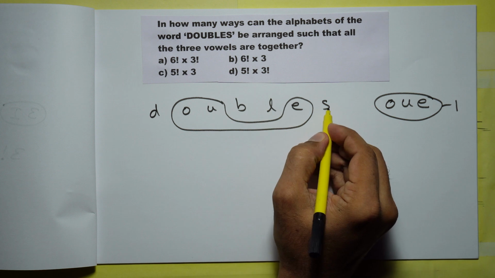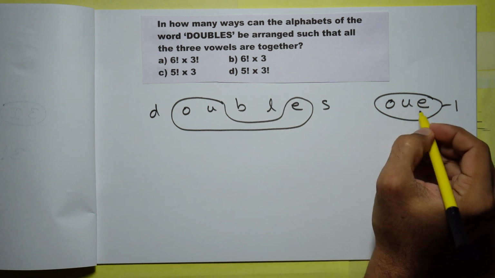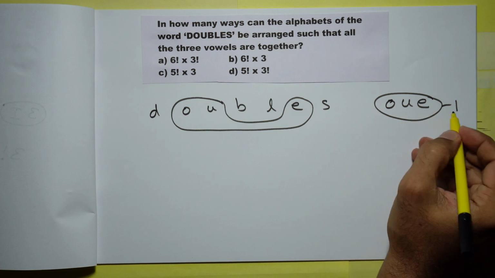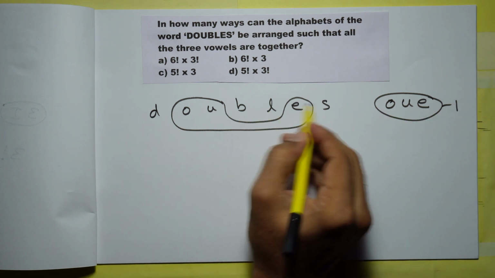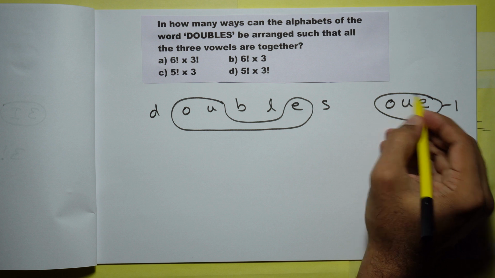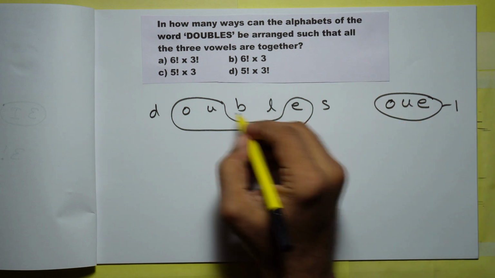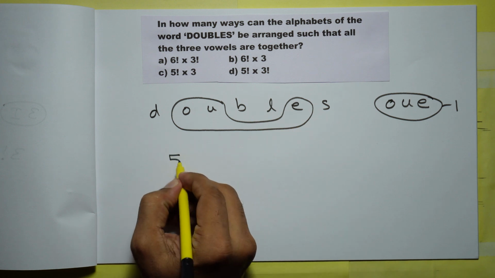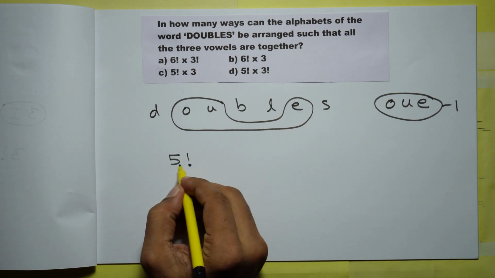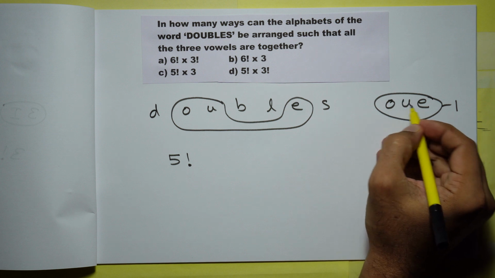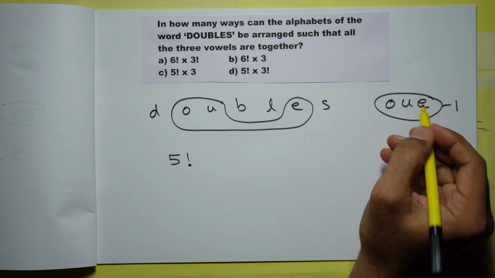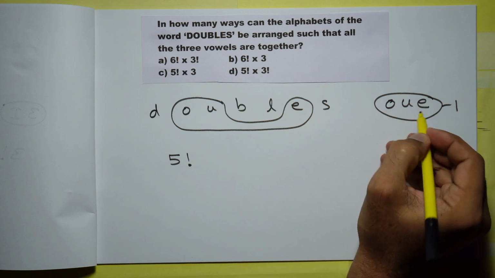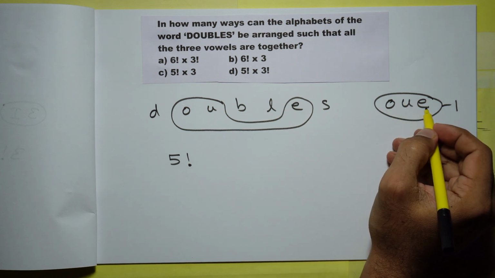These four consonants are there, and this one alphabet is also there. That is, the three vowels are brought together and treated as one alphabet. So D, B, L, S, four consonants, and this one alphabet. So 4 plus 1, effectively 5 alphabets, and they can be interchanged among themselves in 5 factorial ways. That is, this is one alphabet. This can be kept in between D and B or in between L and S, wherever you like. All the three vowels will be together.